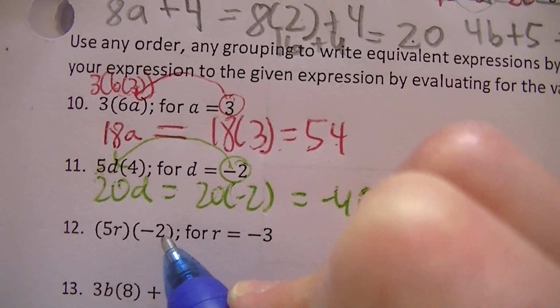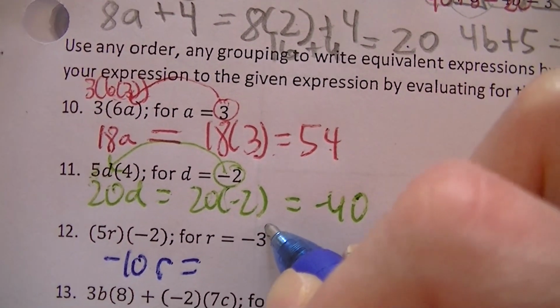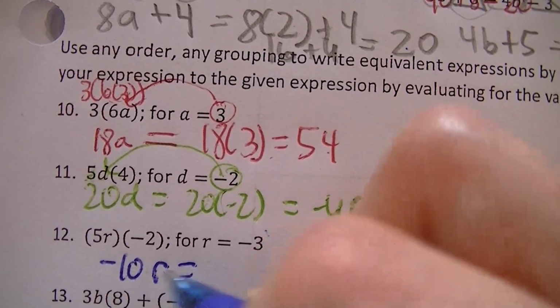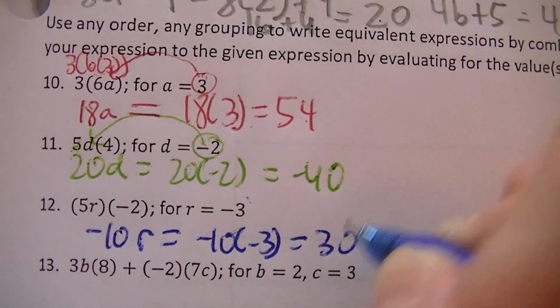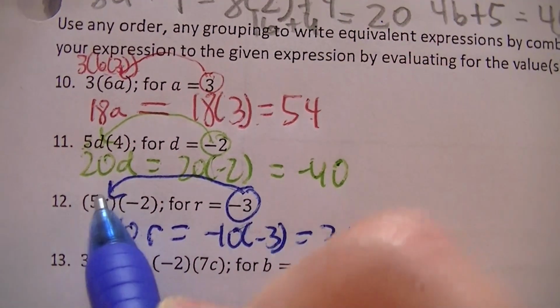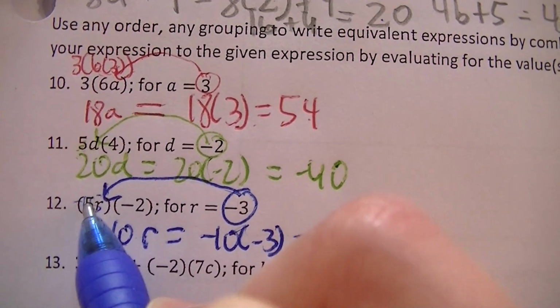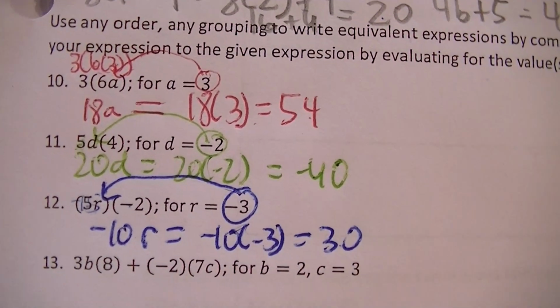Okay, 5r times a negative 2 is negative 10r, and we're substituting this negative 3 in for the r, so it's really negative 10 times negative 3, which is positive 30. Okay, let's verify it. So negative 3 times 5 is negative 15. Negative 15 times a negative 2. Negative times a negative is positive. So that's going to be positive 30, just like we got.